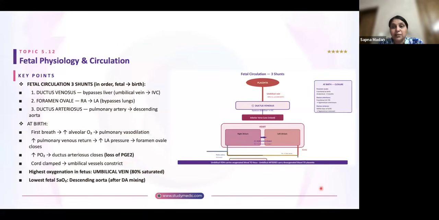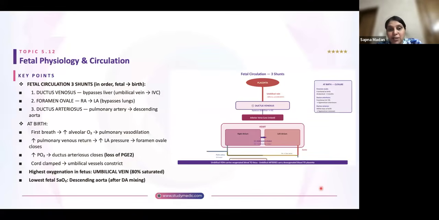Then, because of the increase in oxygen tension, there is loss of PGE2, and therefore the ductus arteriosus, which is connecting the pulmonary artery to the descending aorta, will also close. So the shunts are all closing one by one. So the blood is now going to go into a normal circulation. From the right heart to the lungs, then to the left heart, then to the entire body. So because the shunts are now closing, increase in left atrial pressure, the foramen ovale has closed, loss of PGE2, the ductus arteriosus has also closed.